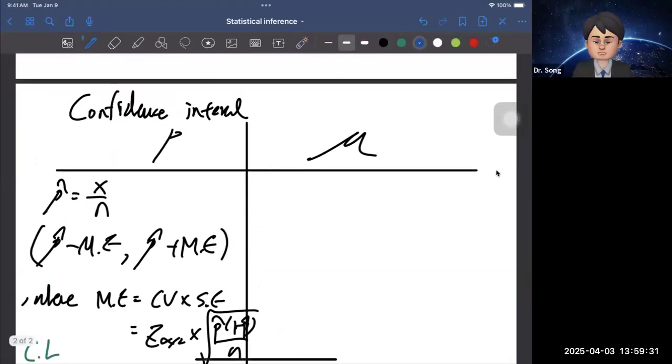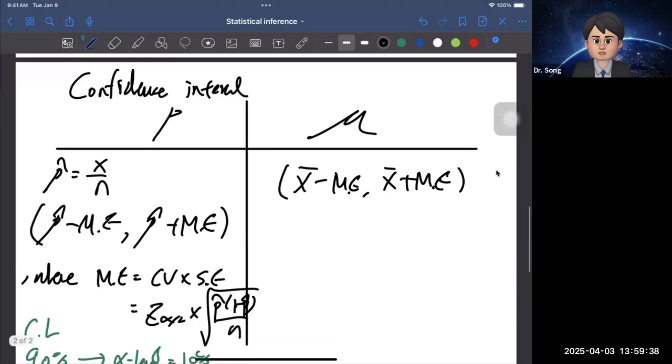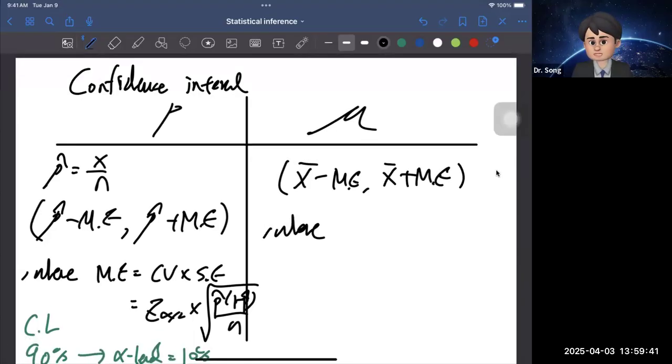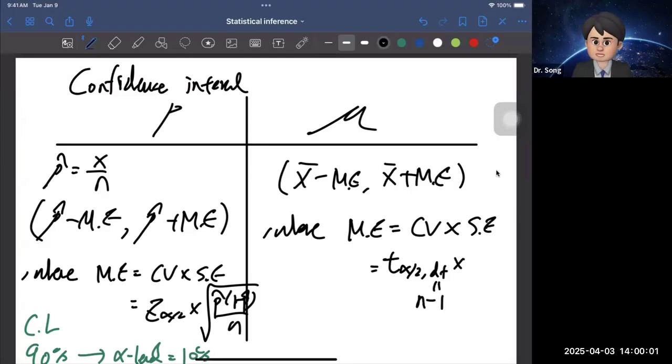Now, for the mean, it's pretty much the same. So you get the x bar minus margin of error, that's the lower bound. X bar plus margin of error, that's the upper bound. Where this margin of error, so let's say you don't know the sigma, or the sample size is small, then you are using the t distribution, not the normal distribution. In this case, the critical value is now the t critical value, which I denote t alpha over 2, and degrees of freedom, which is nothing but the sample size minus 1, times the standard error. Because you don't know the sigma, you replace the sigma with s, the sample standard deviation, s over square root n.